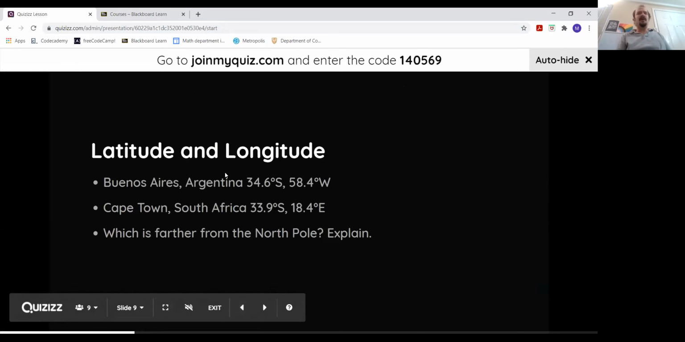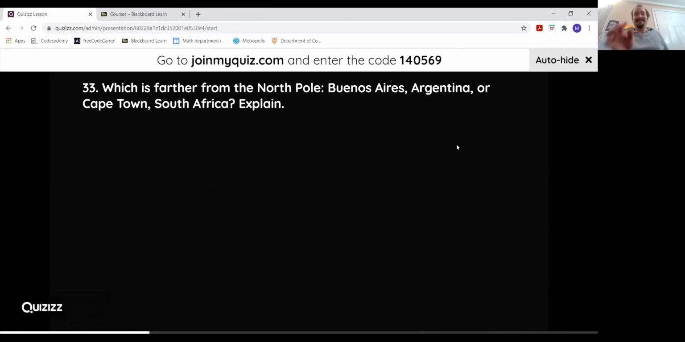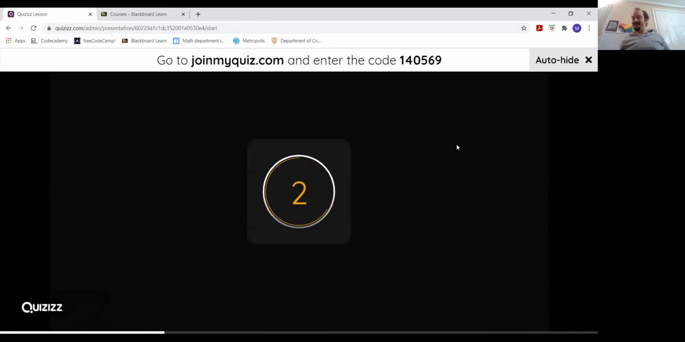All right. So which one was it? It should have been Buenos Aires. It is the one that is larger. This would be further south, the way that it is numbered, the latitude system. Longitude is going up and down. Latitude is like laps going around it. That's how I remember it. Sorry.